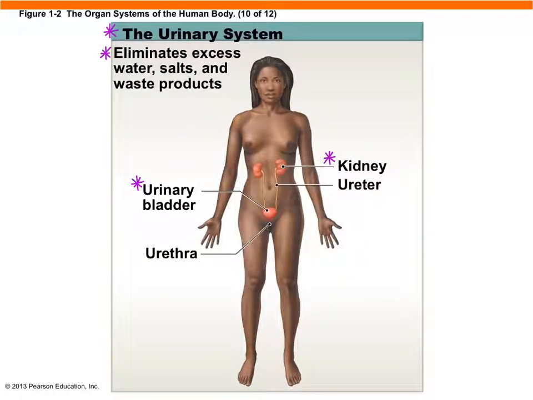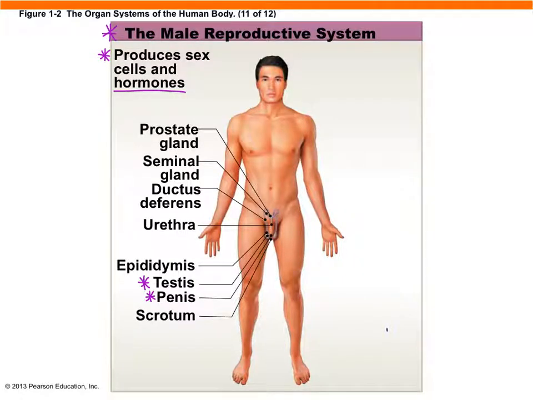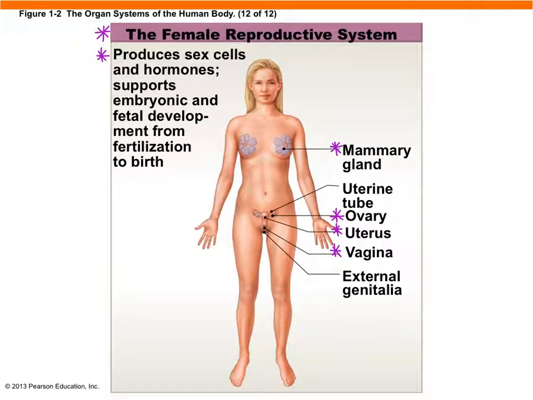The next system is the urinary system, with the major organ being the kidneys and the major function eliminating excess water, salts, and waste products. Next is the reproductive systems, with A, the male reproductive system. The major organs would be the testes, and the major function would be to produce sex cells and hormones.